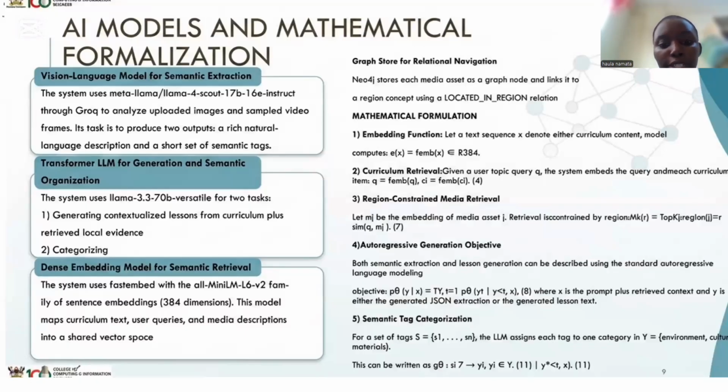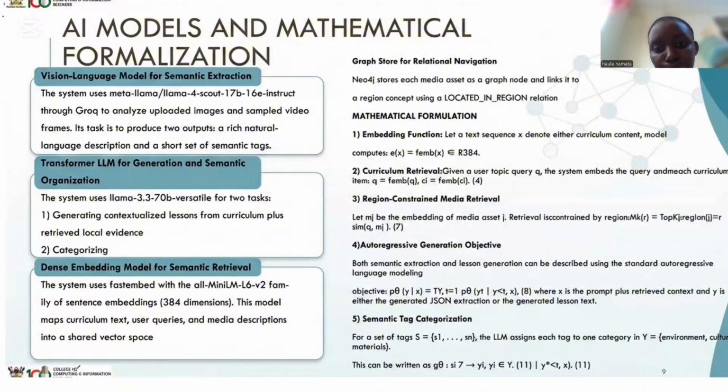And then the transformer-based generation. Large language models are used for contextualized lesson generation. For example, semantic organization, the curriculum alignment, and retrieved semantic evidence are all injected into prompts to constrain generation and reduce hallucinations. Then we move on to the dense embedding model for semantic retrieval. Here we used FastEmbed with MiniLM embeddings. They were used to map the curriculum content, the semantic descriptions, and user queries into a shared vector space. Then semantic similarity search identifies the most contextually relevant educational evidence.